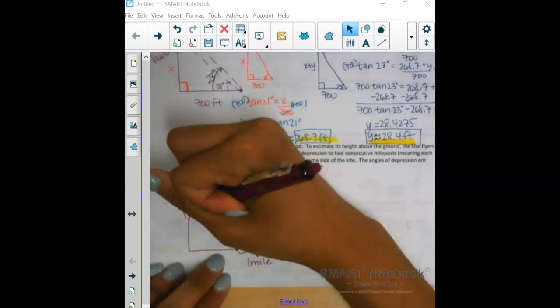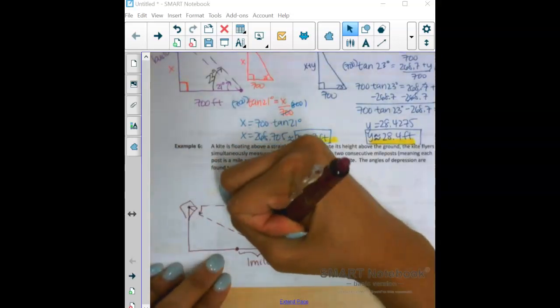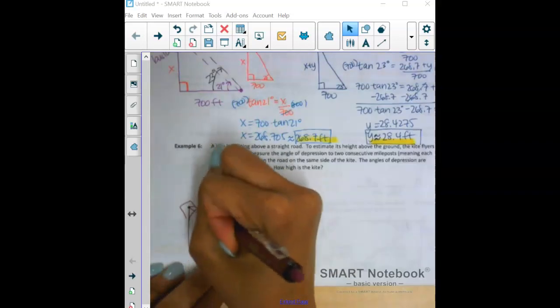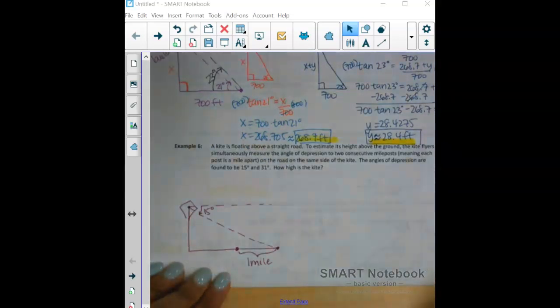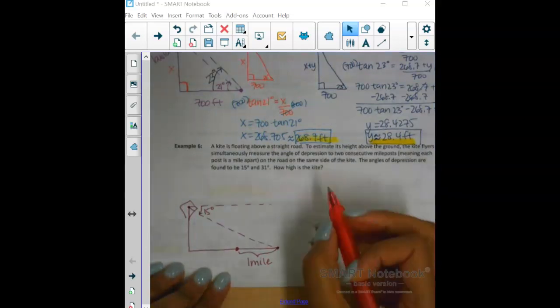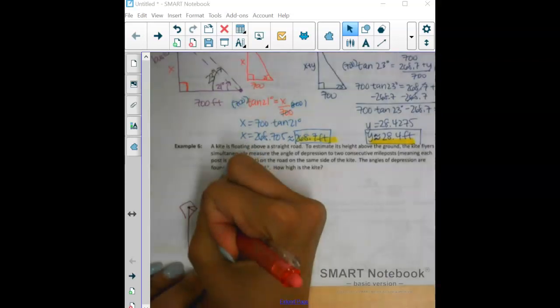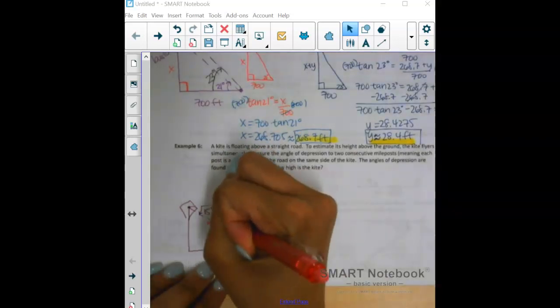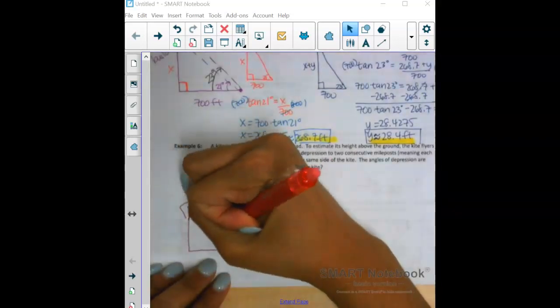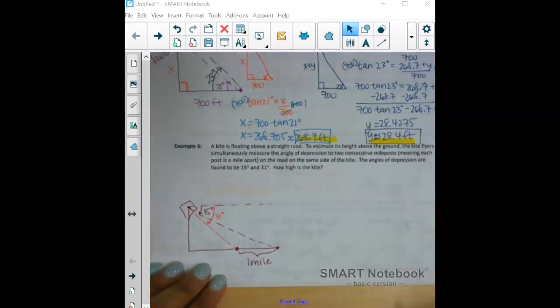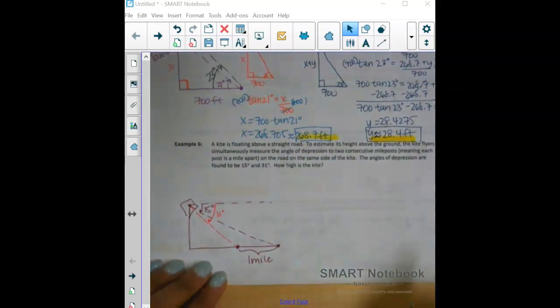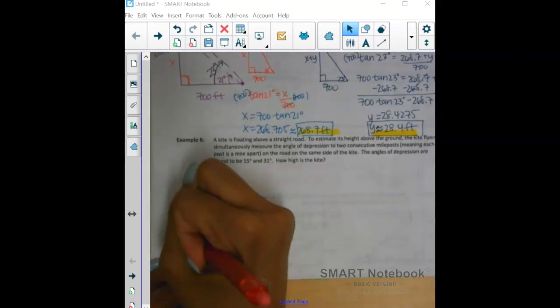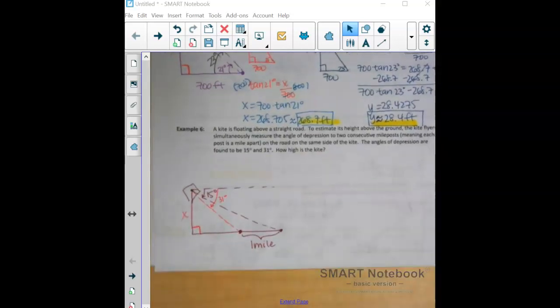So I'm going to graph this one out. I'm going to go over to that first one, farthest out. And then the other angle of depression is at 31 degrees. So it's going to go down 31 degrees to that. We can safely assume that this is a 90-degree angle right here. If it asks you to figure out the height of the kite, that's x. That's what I'm trying to find.